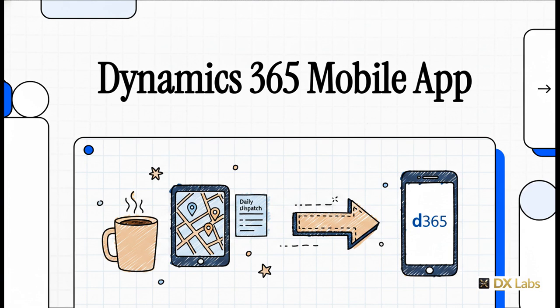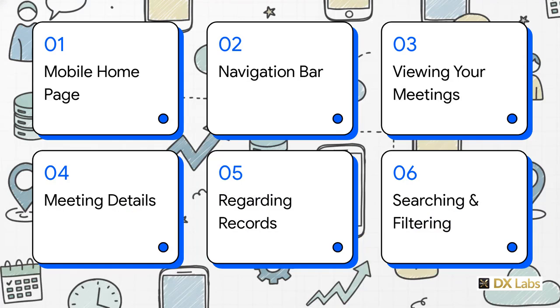As your senior IT instructor helping you gear up for your AB-210 exam, I can tell you this. This app is literally your mobile command center. In this explainer, we are going to step through a complete day in the life of a field seller. We'll cover the mobile homepage, using the navigation bar, viewing your meetings, meeting details and participants, managing regarding records, and finally, searching and filtering records.